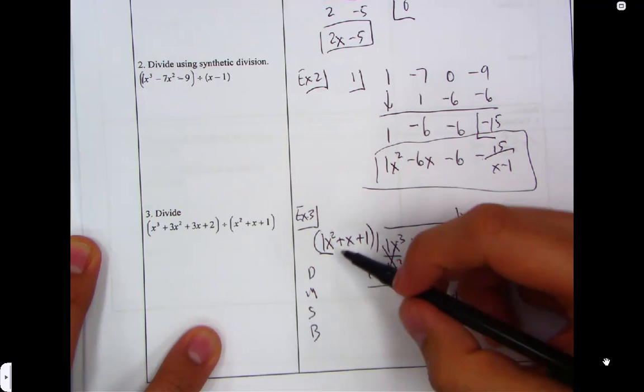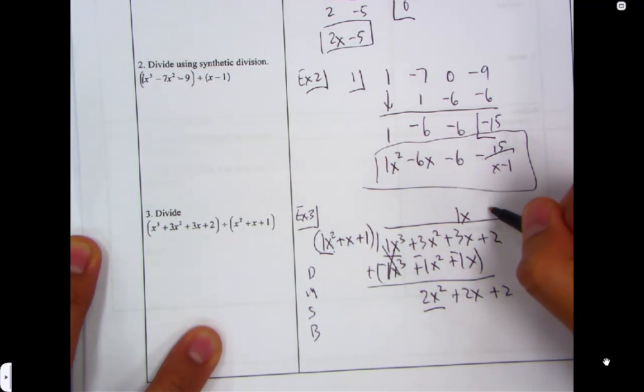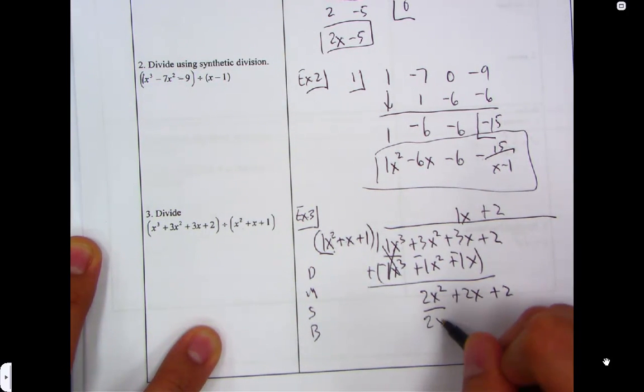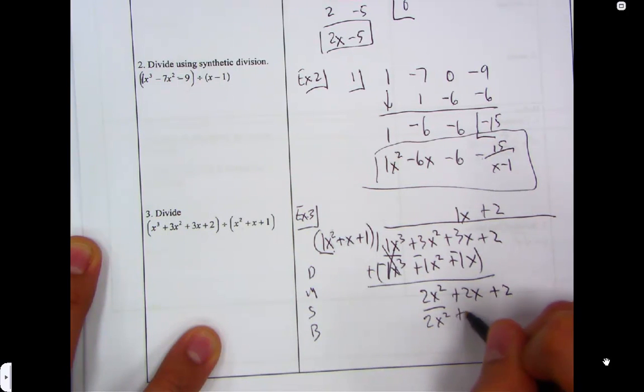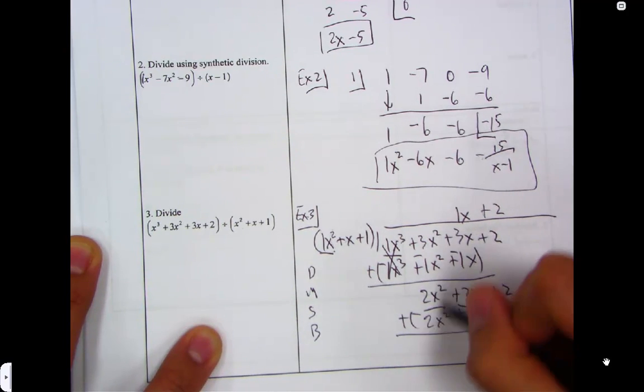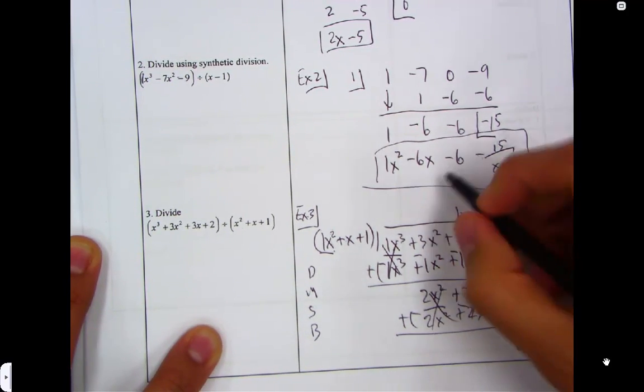And then start over. 1x squared goes into 2x squared 2 times. Take the 2, multiply it with this whole thing. 2 times 1x squared is 2x squared. 2 times 1x is 2x. 2 times 1 is 2. Subtract. Cancels, cancels, no remainder. So that is our factor.